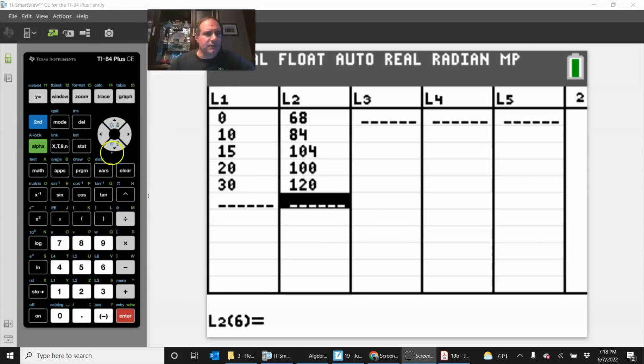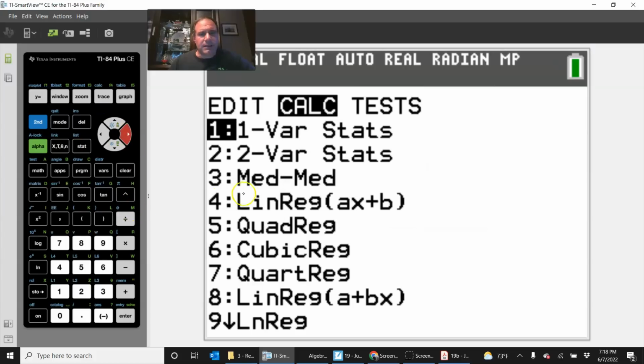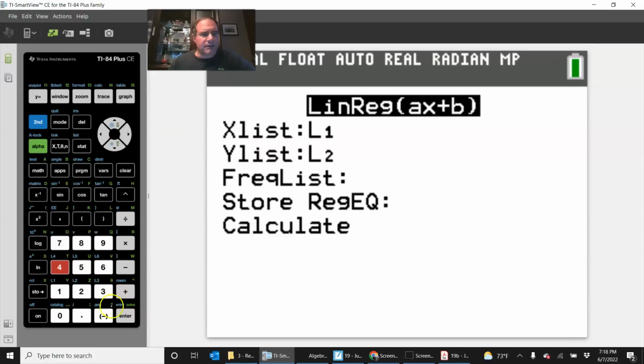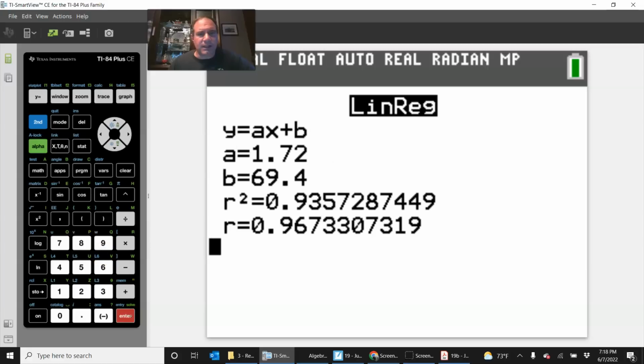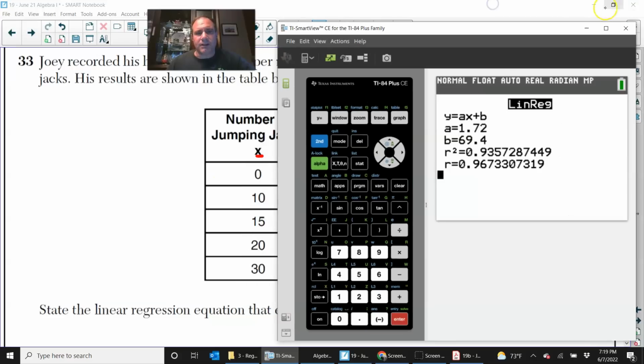Move this over here. I'm going to press stat. And I'm going to go to calc, and instead of 1-var stats, I'm going to press 4. Right? So my linear regression, my X list is L1, my Y list is L2, and now I'm going to press enter and go to calculate, and I am going to have my linear regression equation. So this is y equals ax plus b. My a is the slope, my b is the y-intercept. And this is exactly what they want you to put down.